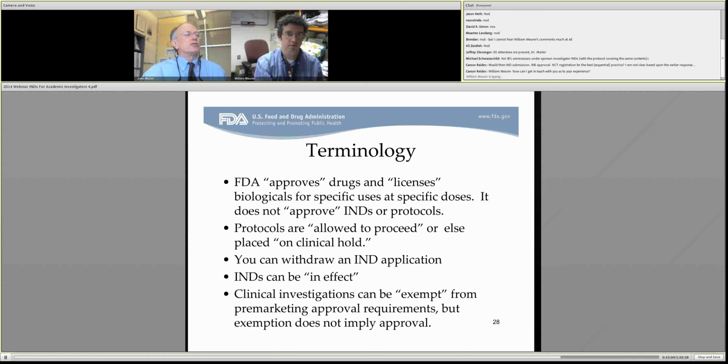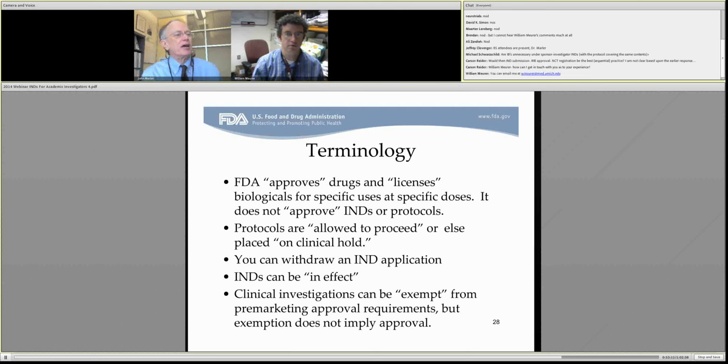So, terminology, I'm getting close to the end. FDA approves drugs and licenses biologicals. It does not approve INDs or protocols. Protocols are allowed to proceed or they're placed on clinical hold. If they're placed on clinical hold, you cannot treat a patient according to that protocol. It's not permitted. You actually can withdraw an IND application.